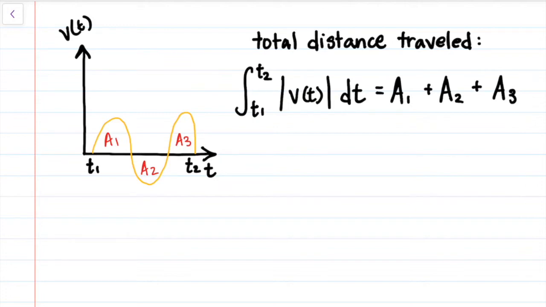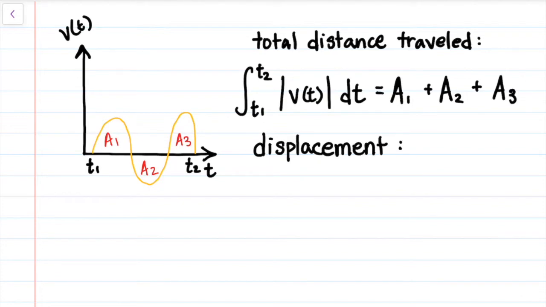Having a negative area means that it moved backward during that time. But because it moved, we still need to take into account the distance traveled during that time. We can do so by taking the absolute value of the negative area and then sum up all of the regions.